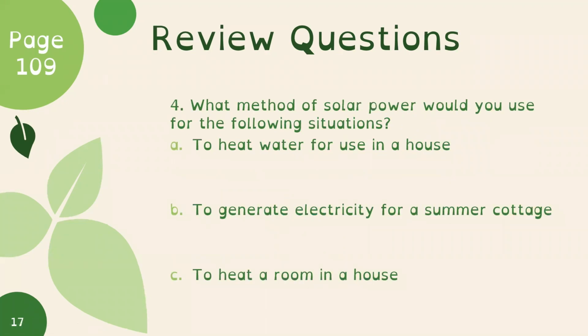Number 4, what method of solar power would you use for the following situations? A, to heat water for use in your house. So I remember what we just listed, what the 4 different types of solar power are, or the ways of harnessing solar power. But honestly, in this moment, I don't remember which is best for what. So if that is your reality, go back and look in your book.